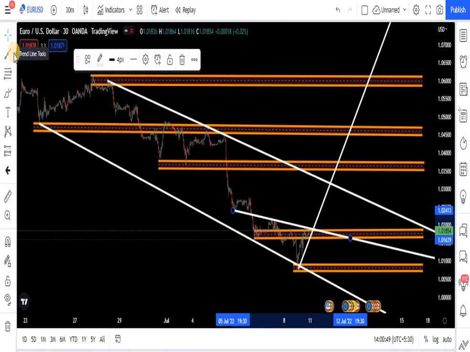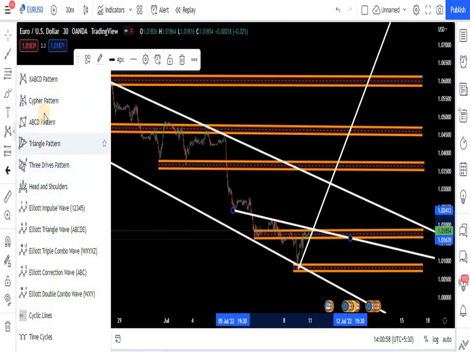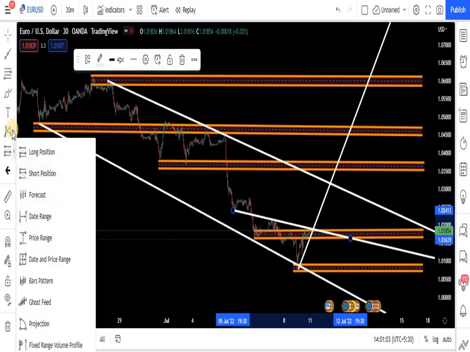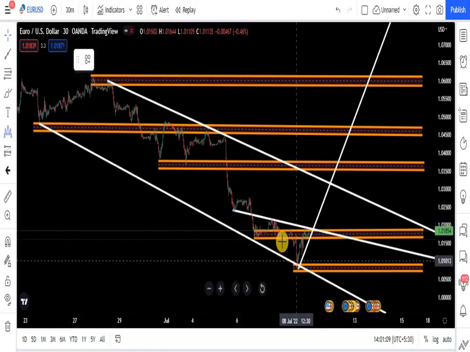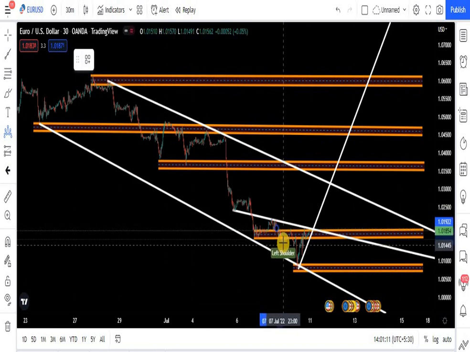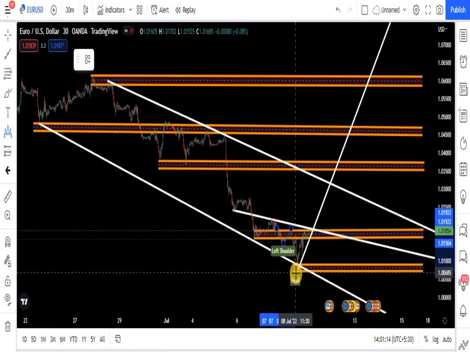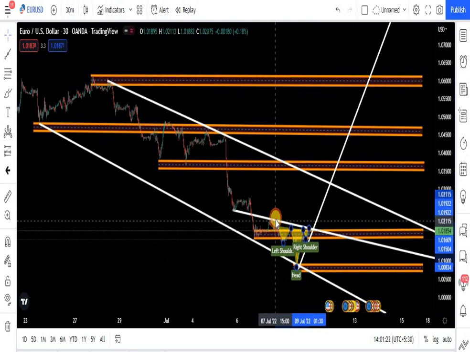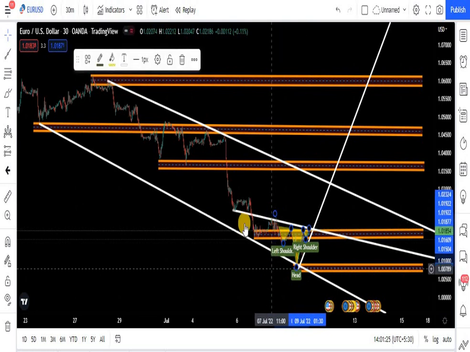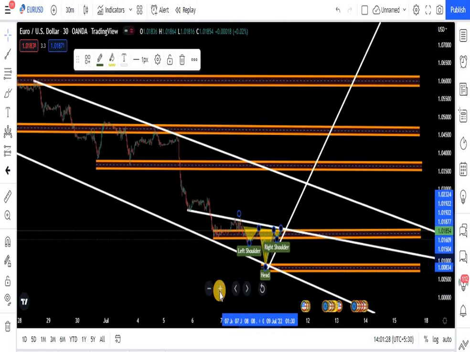We are also able to see a head and shoulder pattern showing. Where is the head and shoulder? Yes, this is the head and shoulder pattern, currently forming, and it is near the main area. If it is broken, it will go upside very sharply.